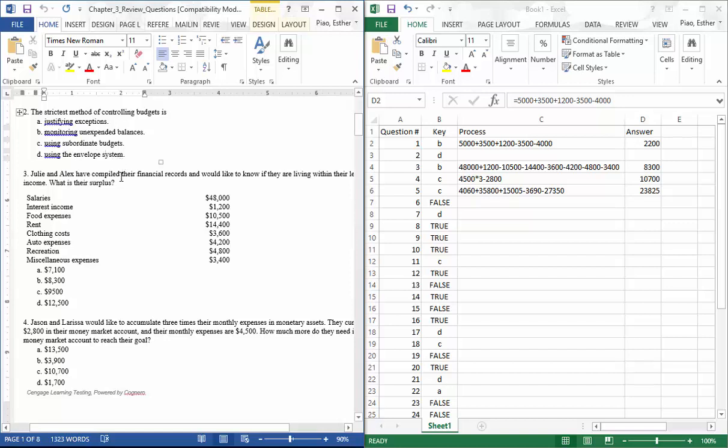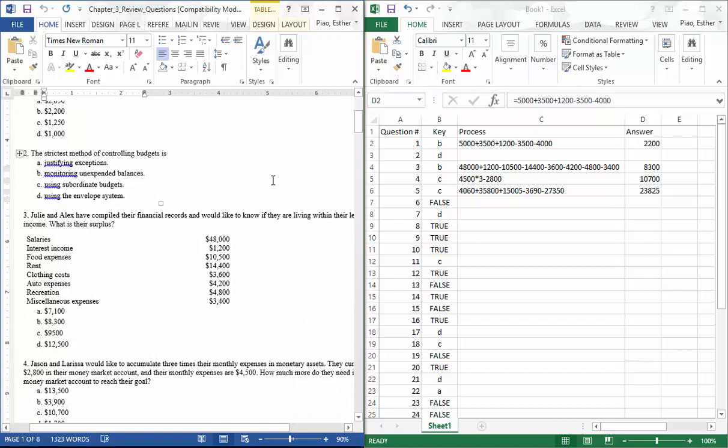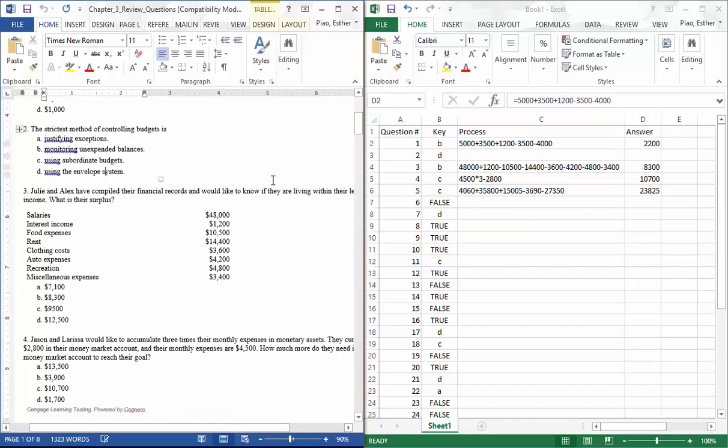Number three. Julie and Alex have compiled their financial records and would like to know if they are living within their level of income. What is their surplus? It's the same as number one, again asking what their surplus is. Therefore, we know instantly this is about the cash flow statement.